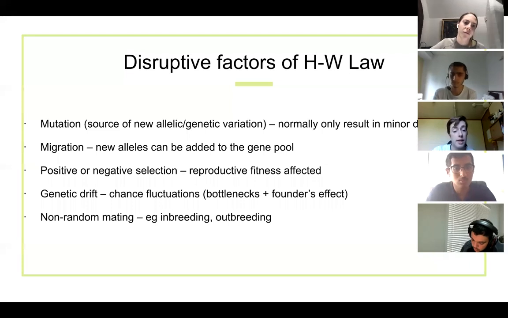So positive or negative selection. So say if there's a disease that comes in and it selects out one of the genes that the meerkats has, then that will affect the Hardy-Weinberg law. So genetic drift.